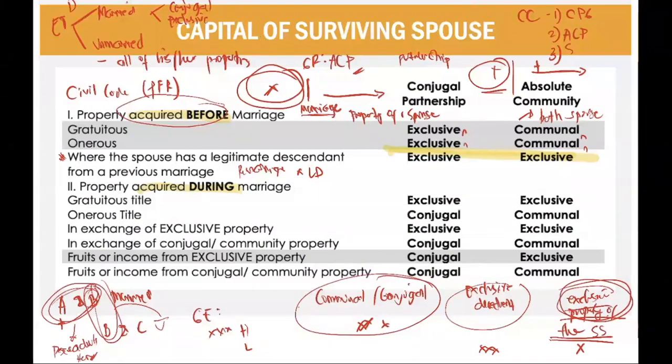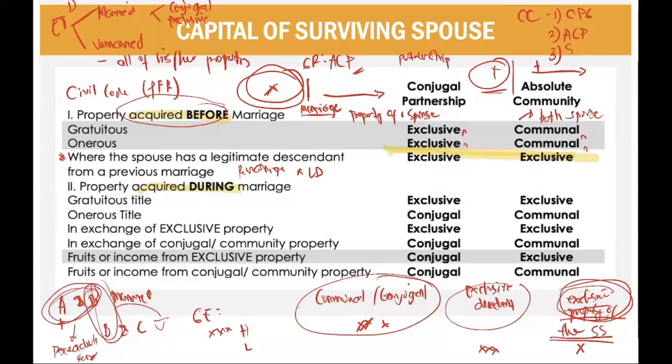Okay? If ever there's no legitimate descendant, then we do not have a problem. But if there is a legitimate descendant, do not include it. It is exclusive, whether conjugal partnership or absolute community. Sir, why are we still talking about conjugal partnership and absolute community?